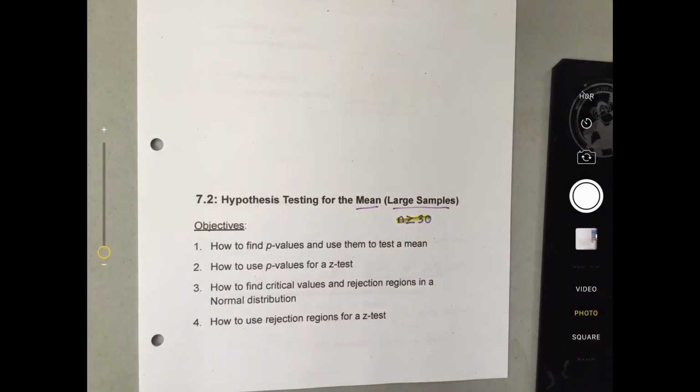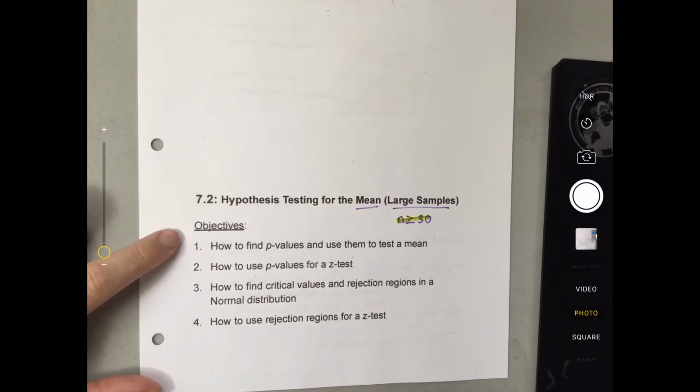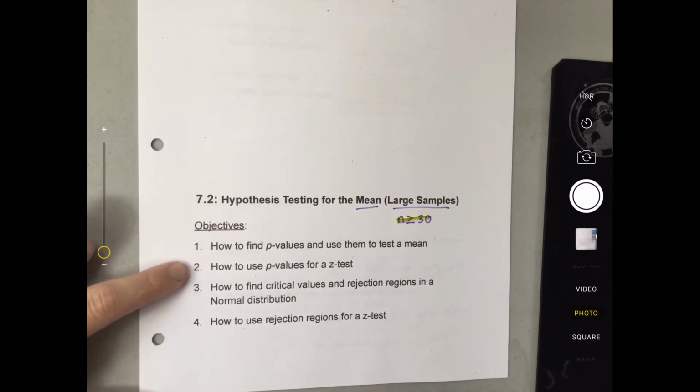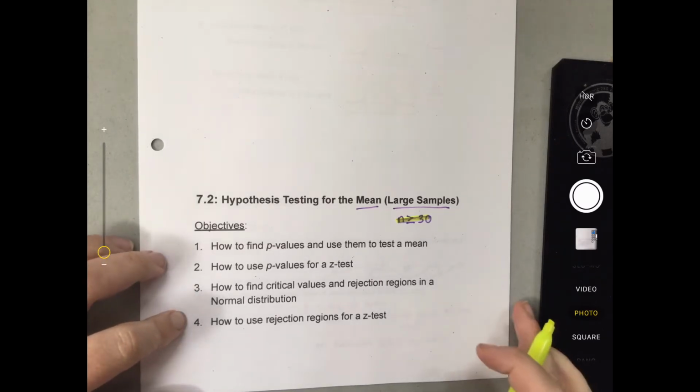You're going to know how to find the p-values and how to use them to test a mean, how to use p-values for a z-test, how to find critical values and rejection regions in a normal distribution, and how to use rejection regions for a z-test.